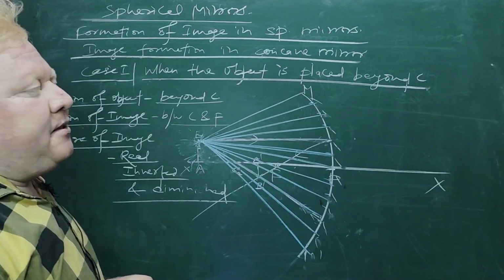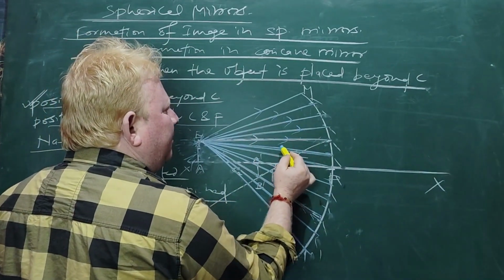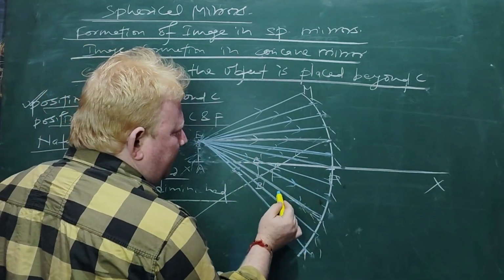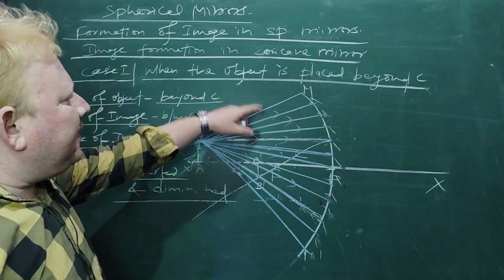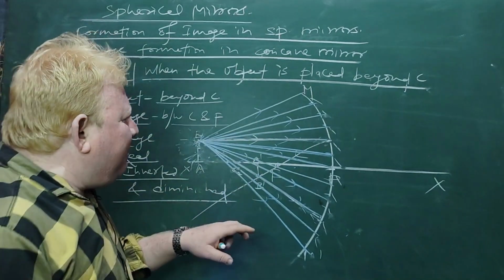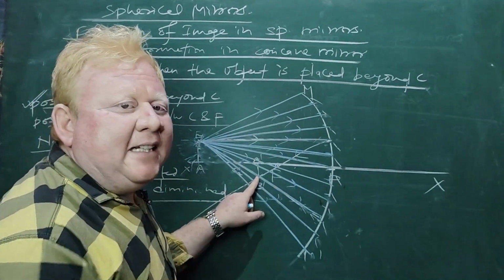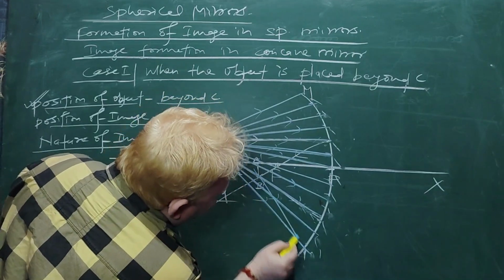These many light rays I am considering coming from this point, and this is the object. These many light rays. Now you know what? All these light rays, after reflection, will be meeting at this point exactly. You see the result, and the result is very satisfying.